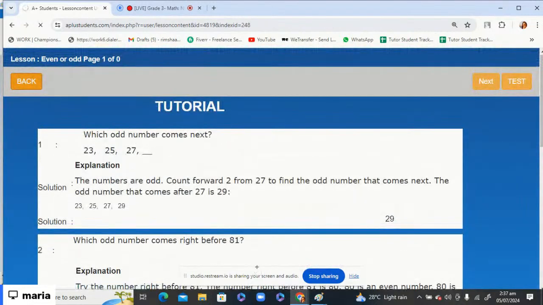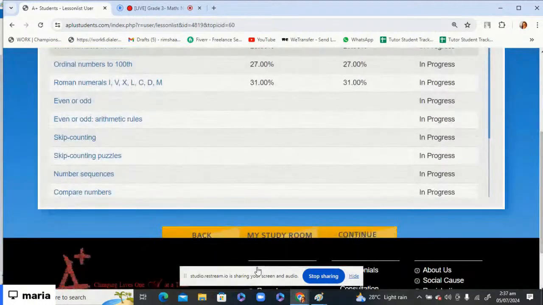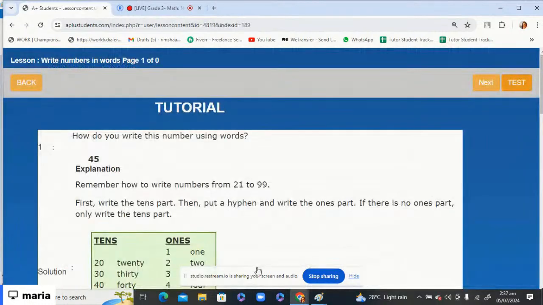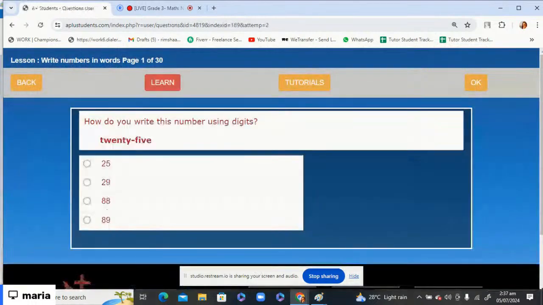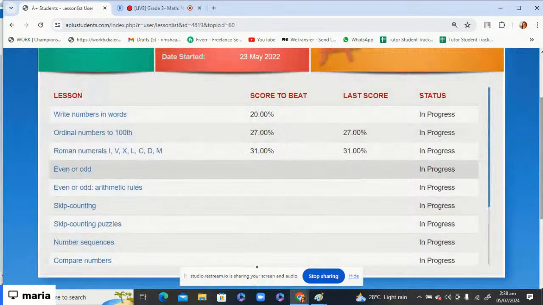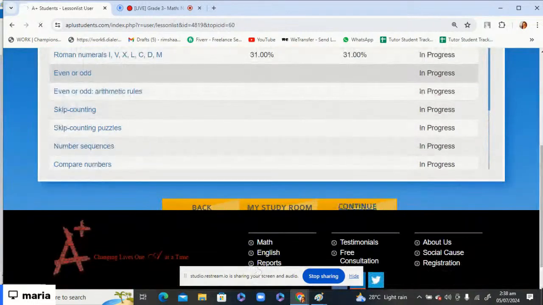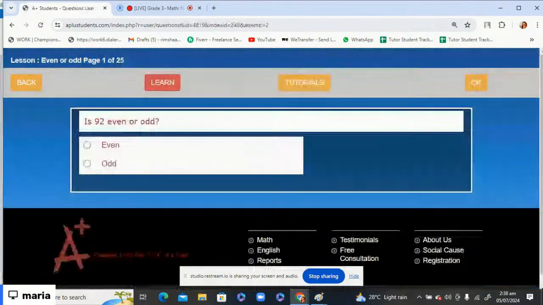So let me just check it out. Now let's do the test questions. Sorry, not this one. We are going to this one, even or odd. So is 92 even or odd?